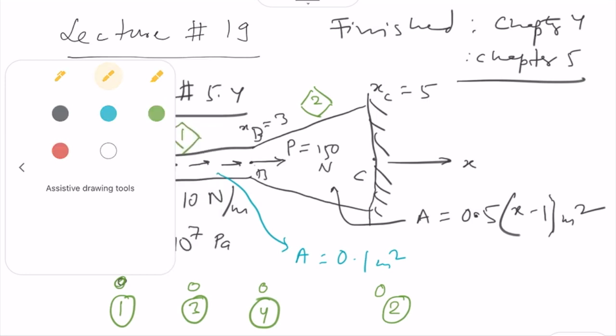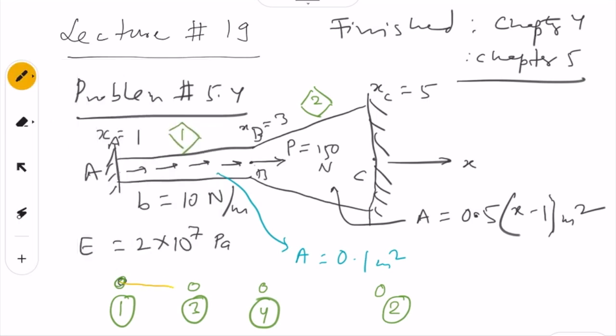One element is from here to here, so element number 1, and the second element is from here to here, and this is element number 2. These are the requirements, and we have to solve the problem.